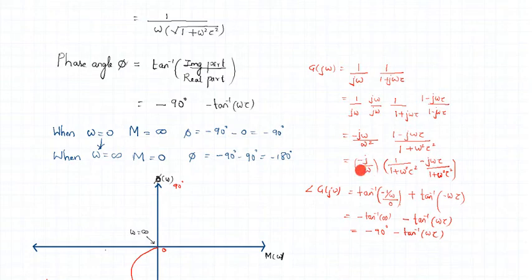As we have just discussed, phase is nothing but the ratio of imaginary part by real part. So what is the imaginary part here? It is minus 1 by omega. And what is the real part? It is 0. So it is tan inverse of 1 by 0, which becomes infinity. So it is tan inverse of infinity, and tan inverse of infinity becomes 90 degrees. And there is a minus sign associated here, because of which we get minus 90 degrees.